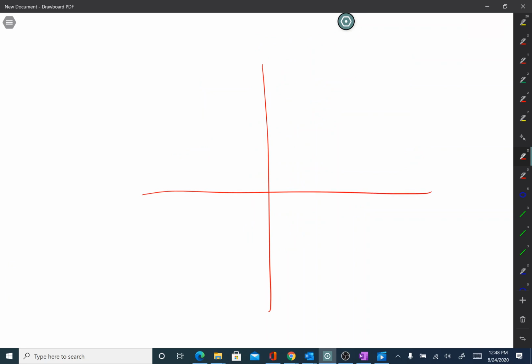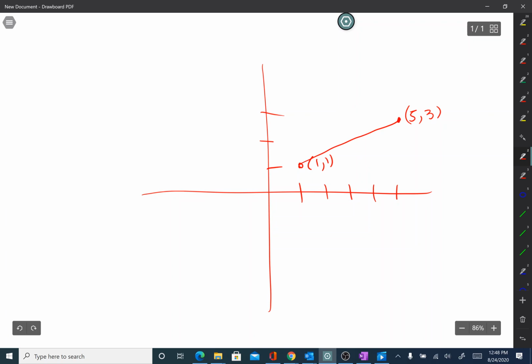Next part. If I have 2 points, let's say one point's at 1, 1, and the other point's at 5, 3, and I want to find the midpoint of this line. Well, the midpoint's somewhere around here. But there's a very easy way to do it. To find the midpoint for the x values, you just add the x values together and divide by 2, or find their average. And to find the y coordinate, you add the y coordinates together and divide by 2. So it's the average of the x's, comma, average of the y's.